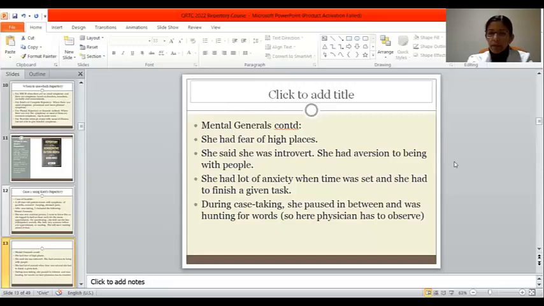During case taking, she paused in between and she was hunting for words. So here it is our skill, how we observe and what things we read in between the lines. So this was my observation: in case taking, she was pausing in between, she couldn't express, she couldn't put the right words. So she was hunting for words.